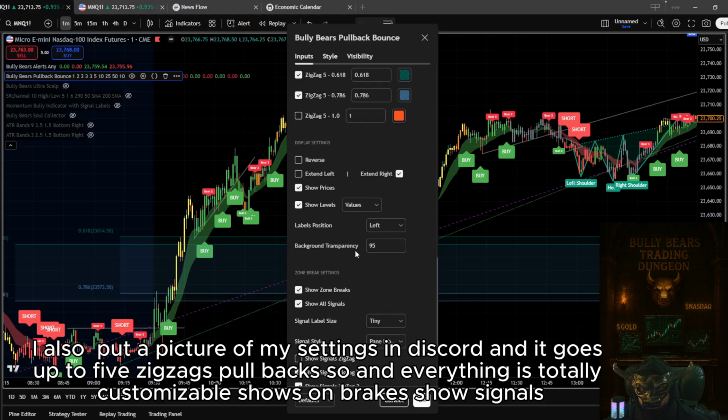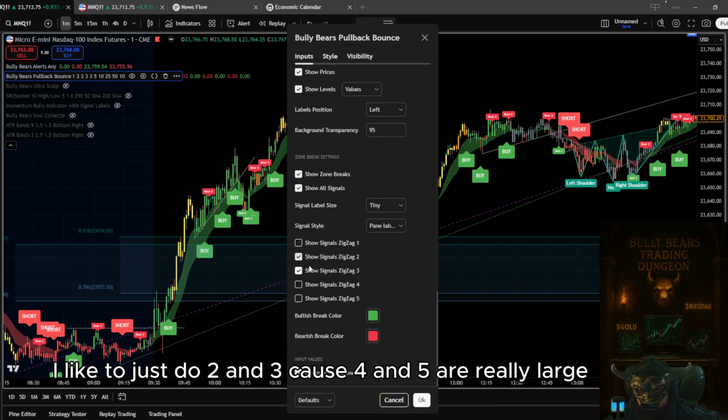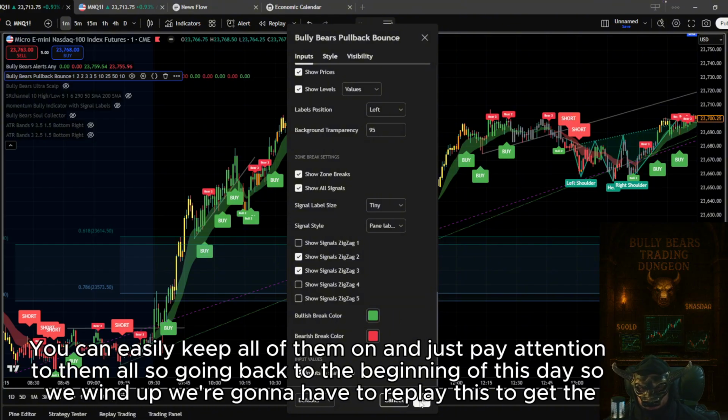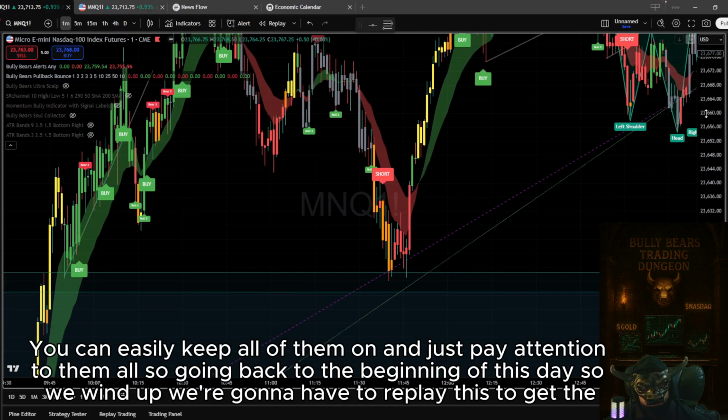And everything is totally customizable. Show zone breaks, show all signals. I like to just do 2 and 3, because 4 and 5 are really large. And the 1, you'll get a lot of signals. It depends on how you want to trade. You can easily keep all of them on and just pay attention to them all.